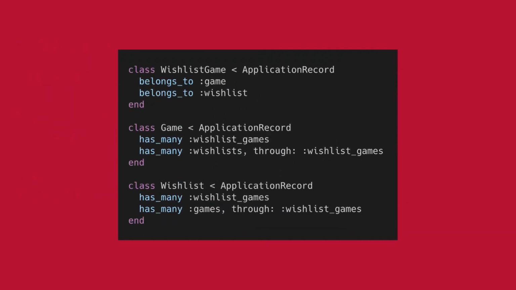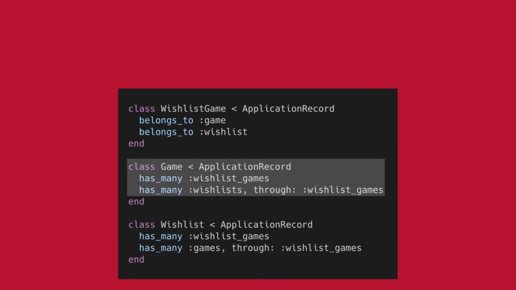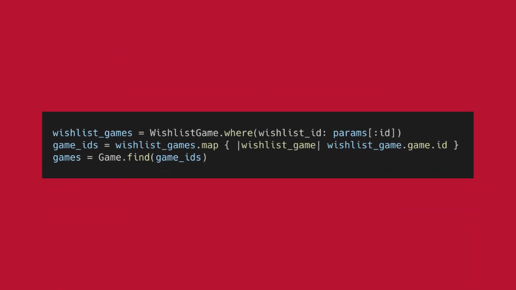To model this, we need something to join a single game to many wish lists and a single wish list to many games simultaneously. We'll use a model called WishlistGame that belongs to a wishlist and a game. A game can have many wishlist games that it's associated with, and it can be associated with many wishlists through WishlistGame. So now we can convert complex queries like this one, where we have a wishlist ID and want to get a list of associated games.